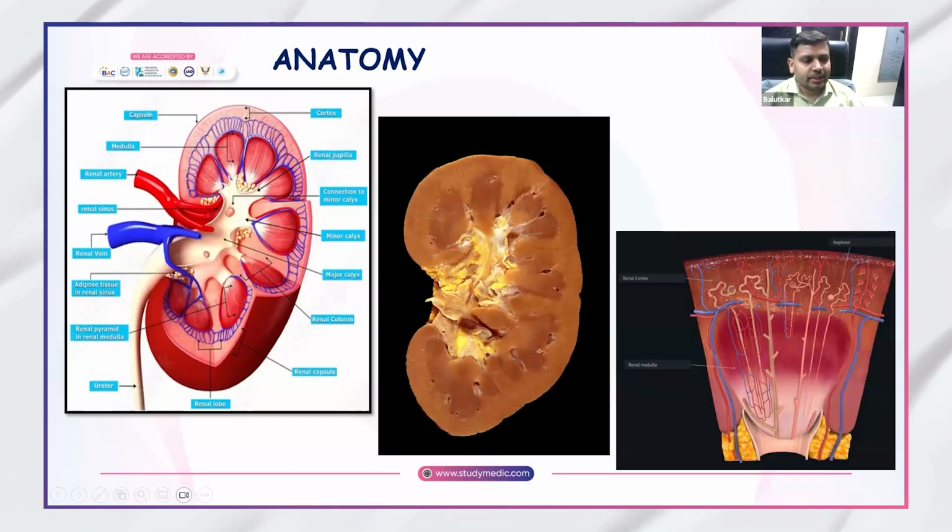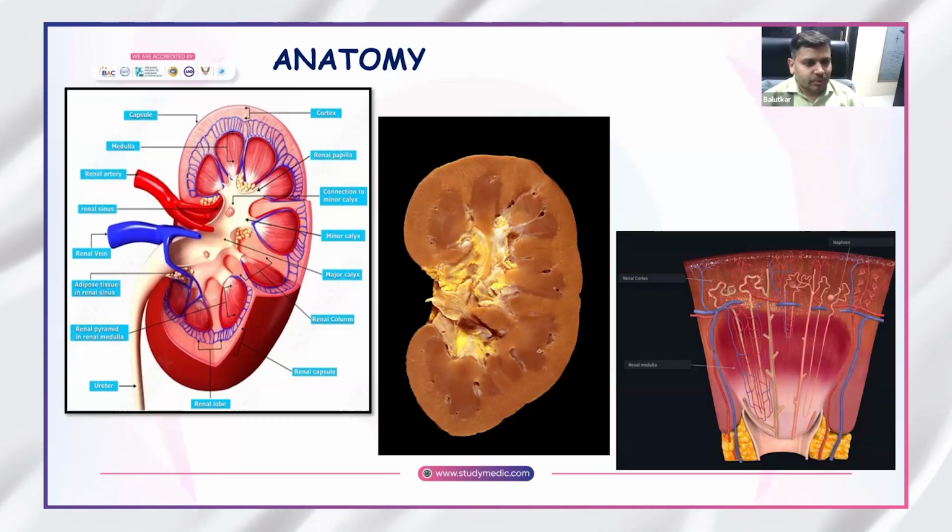So as we know, once we take a cross section or cut section of the kidney, we can differentiate the renal parenchyma into the cortex, the outer cortex, and the inner medulla. The medullary pyramids are directed towards the renal pelvis, and the renal pelvis is filled with renal sinus fat. As we can see, some yellowish structure in the renal sinus region or renal pelvis region. That is actually the renal sinus fat.